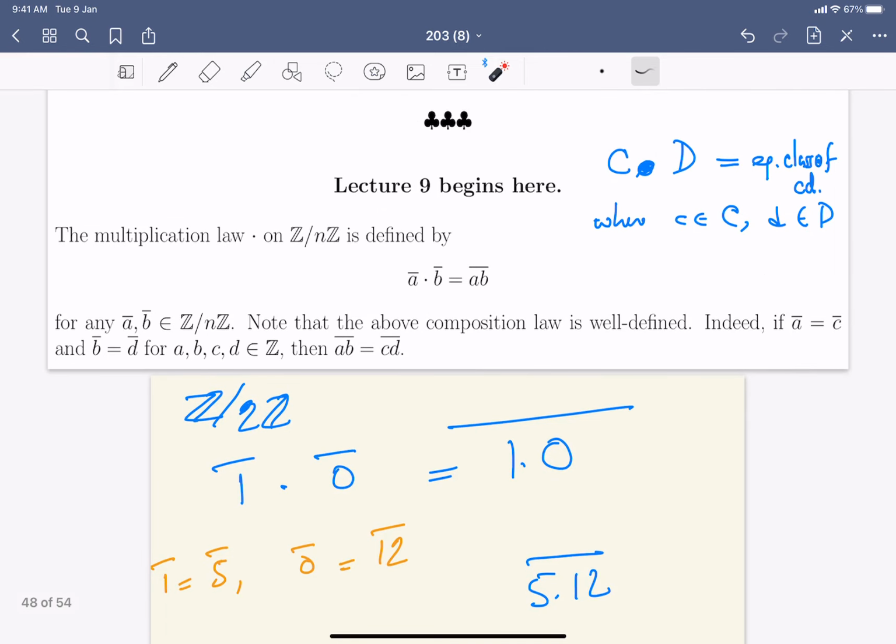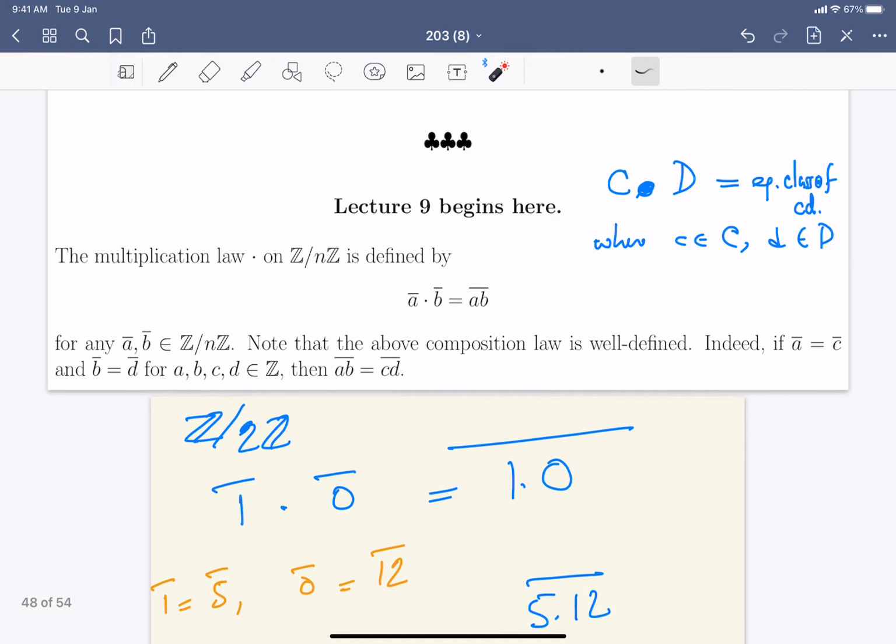Here I should make a remark. So let me not call it a composition law, let me just call it multiplication law. There are some reasons. Any idea why?